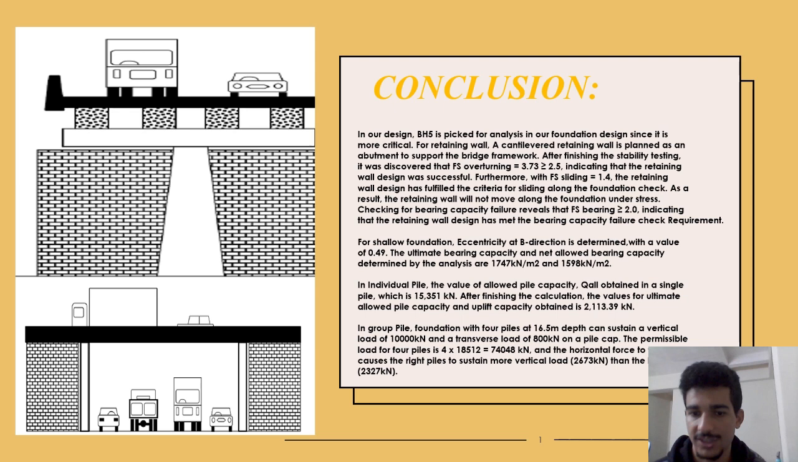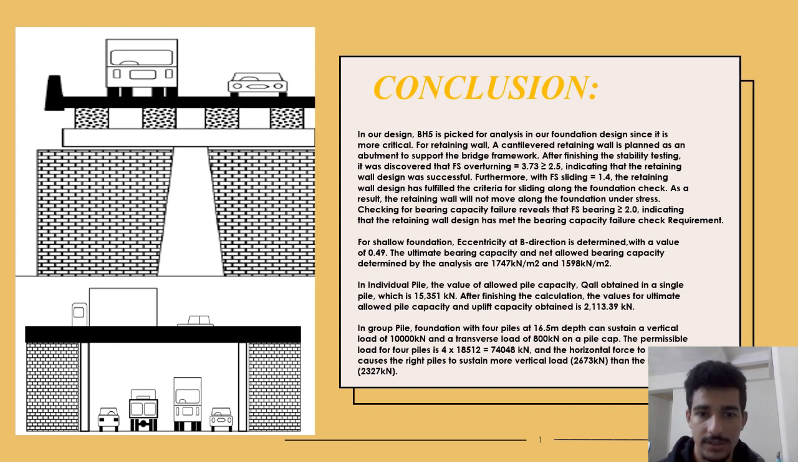In our design, pH5 is more critical. Retaining wall is planned as an abutment to support the bridge framework. After finishing the stability testing, it was discovered that the FS overturning is equal to 3.73, larger than 2.5. For the foundation, eccentricity in the B direction is determined with a value of 0.49.